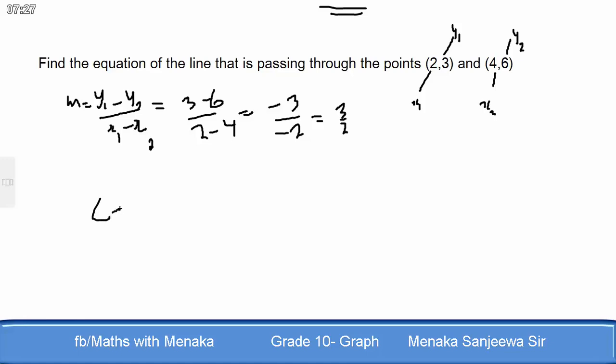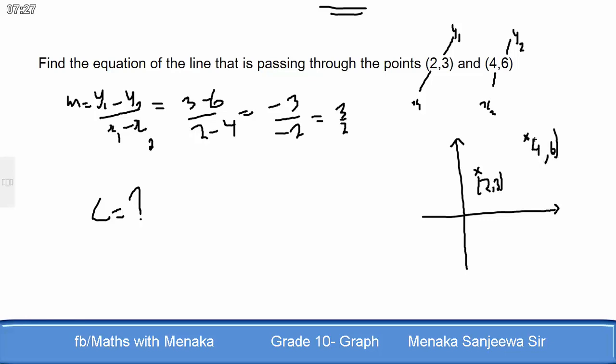Then what is intercept? Okay, let's try to sketch these two points. First point is 2, 3. X coordinate is 2, Y coordinate is somewhere here. Not on the Y axis. 4, 6 is also somewhere here. This is 2, 3. This point should be 4, 6. Okay. None of these two points are on the Y axis.